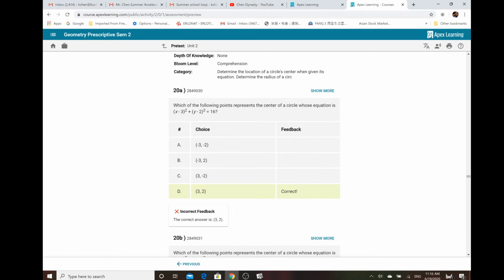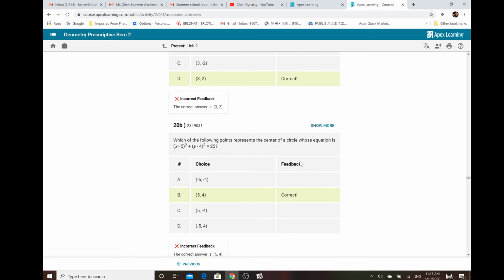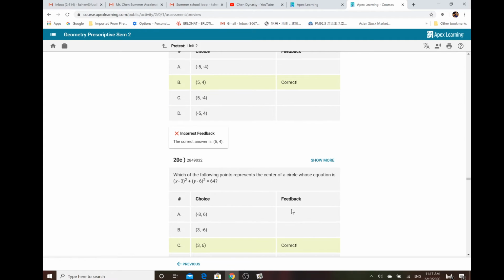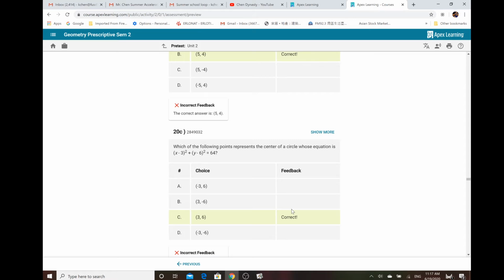So now, which one of the following points represents the center of the circle whose equation is (x minus 3) squared plus (y minus 2) squared equals 16? Again, the value of h and k. So this one we consider 3 and 2. The minus, we don't count the minus, because minus is part of the structure of the equation of a circle. So the center of the circle is 3, 2. Again, the minus sign, we don't count it. So the center of the circle here would be 5, 4. And this one would be 3, 6.